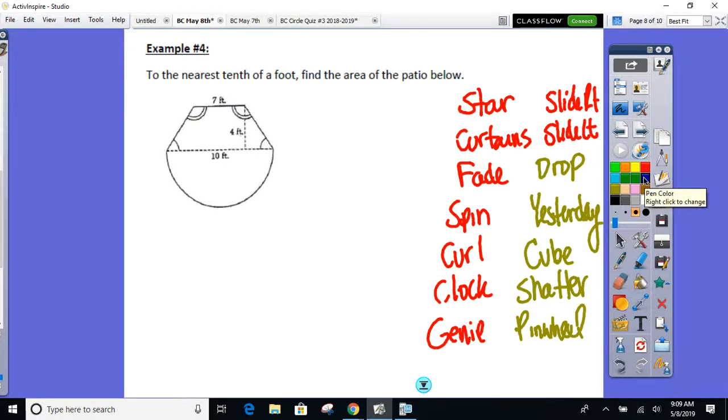Stars. Yep. Swing. I'll go both. Sure. I'll throw in the old both. Sure. Feeling crazy right now. I'll go both. Feeling crazy. Star. Curtains. Fades. Spins. Like the whole spin versus a pinwheel, which is they got smaller ones. Curl. Clock.